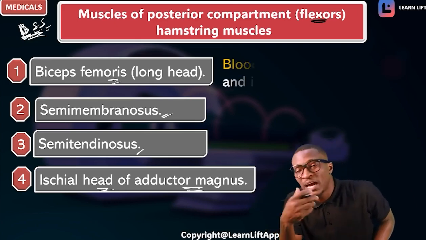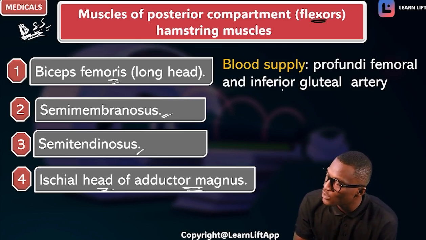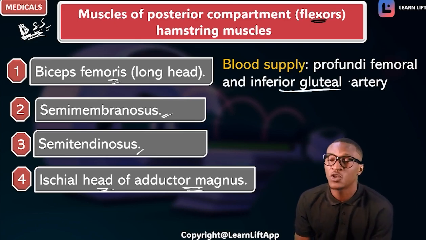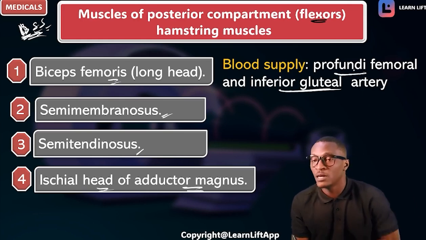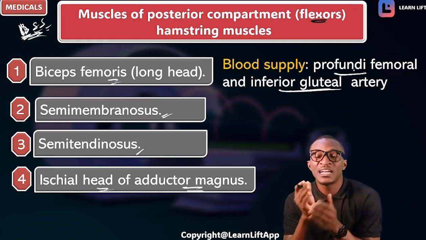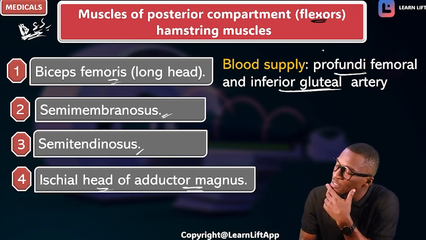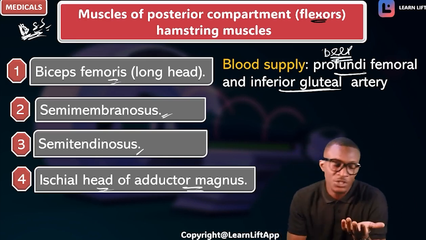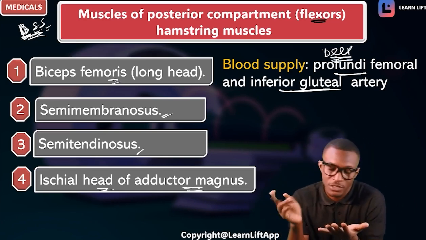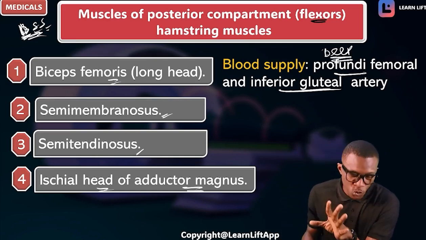So what's now the blood supply and nerve supply? The blood supply is the profunda femoris artery as well as the inferior gluteal artery. The inferior gluteal artery is coming from the gluteal region, so we're going to talk about this. The femoral artery, which is the artery of the thigh, gives a deep branch called the profunda. The word profunda in Latin means deep. The profunda femoris artery gives rise to three branches: the lateral, the medial, and the perforating arteries. We're going to talk about that.